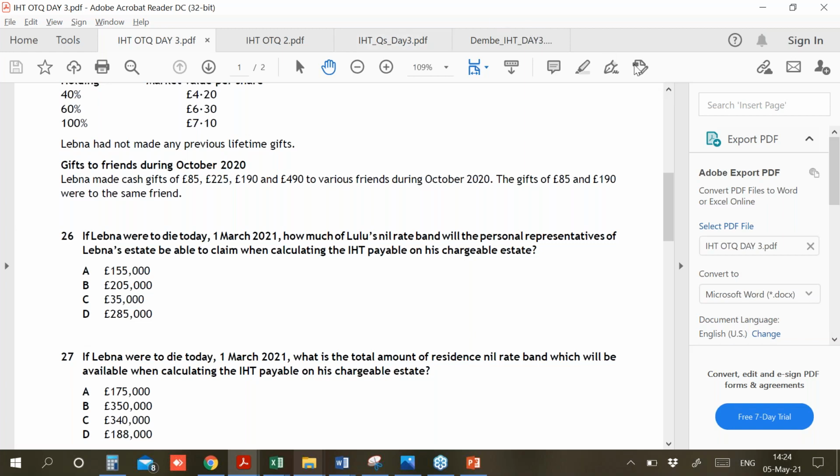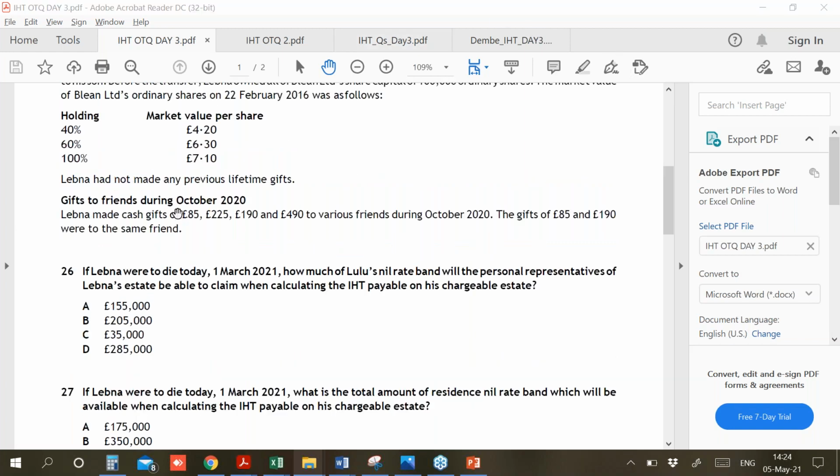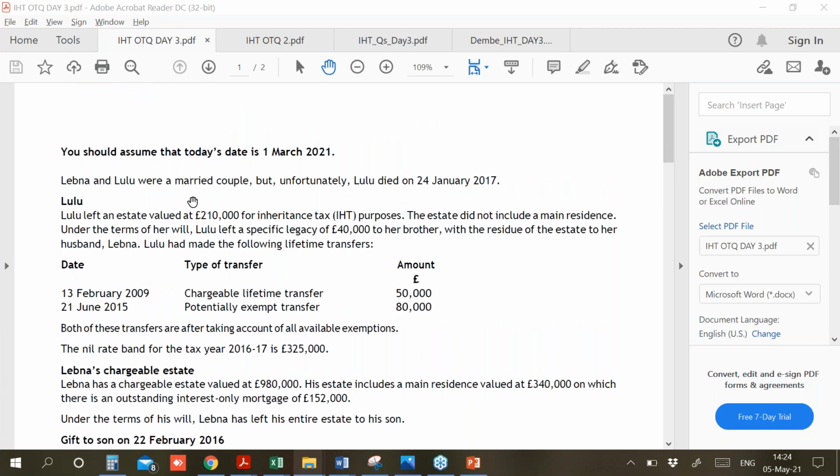So the next OTQ is, Lebna and Lulu were a married couple, but unfortunately Lulu died on 24th of January 2017. You should assume that today's date is 1st March 2021. So do remember that out of the two, Lulu has died and the date of death is always important. It is 24 January 2017.